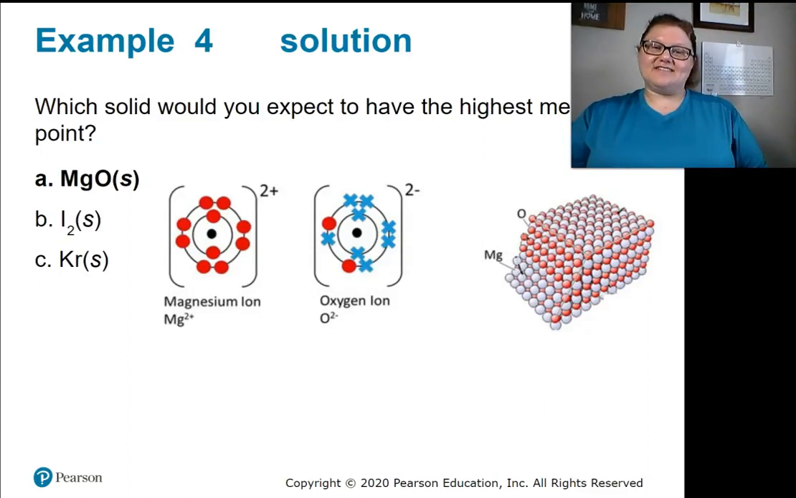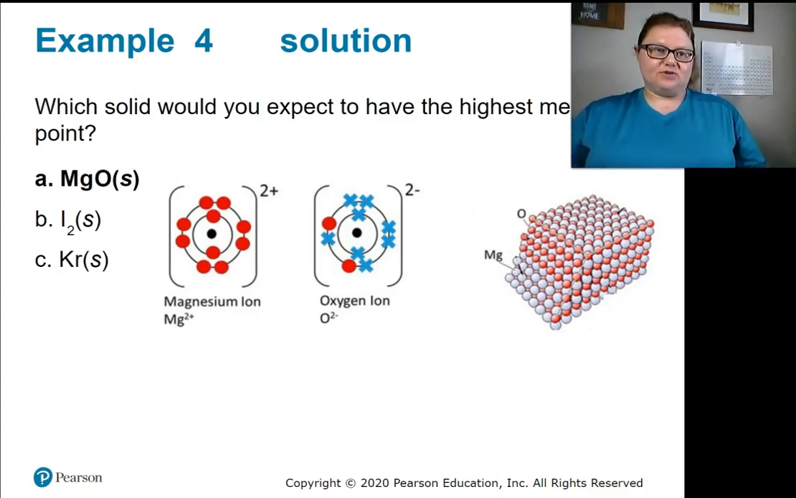Okay, if you guessed the ionic solid magnesium oxide, you are correct. Just identifying the bonding type is the way to answer this question. It's not more complicated than that. Noting that magnesium oxide is made up of a cation, magnesium, and an anion, the oxygen, that right there defines it as ionic. Ionics have the highest melting point.